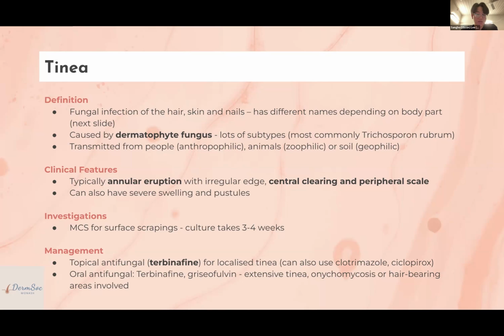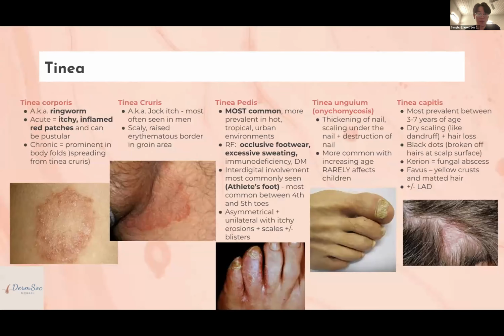And then to treat these, we can use either topical antifungals, so terbinafine agent for localized tinea, or oral agents if they're widespread, or the tinea is on the nails where it's more difficult to treat.